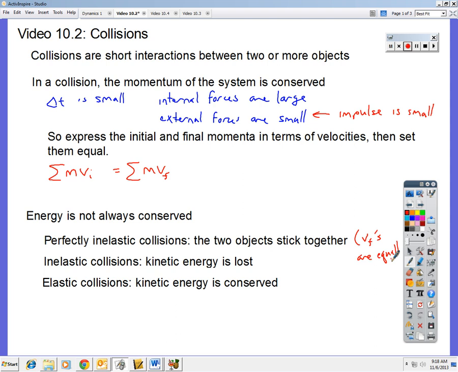An inelastic collision without the "perfectly" in front is one in which kinetic energy is lost. So the initial kinetic energy is greater than the final kinetic energy. And an elastic collision is one where the initial and final energies are equal, so energy is conserved in addition to momentum. Generally, elastic collisions are the most difficult ones to deal with mathematically.